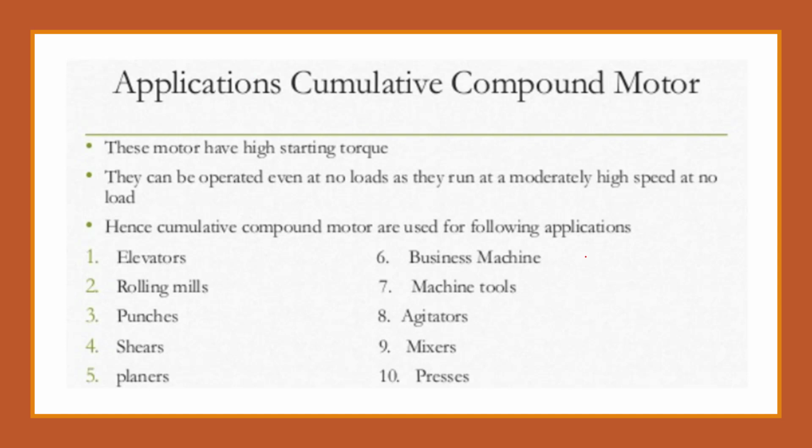Some of the applications of cumulative compound motors: elevators, rolling mills, punches, shears, planers. Wherever we use a series motor we can use it, and also wherever we need constant speed with high starting torque we can use this compound motor. These are some of the applications of DC cumulative compound motors.